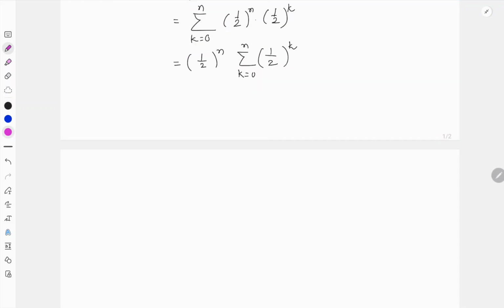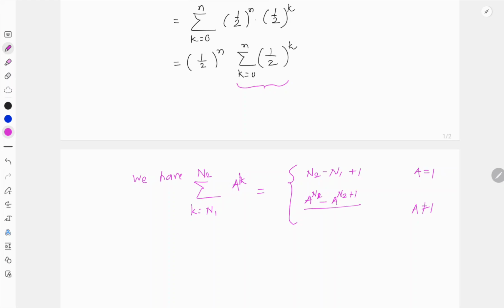Now for this standard summation, we have a standard identity of summation, which says that if we have summation from n1 to n2 of a raised to k, it is evaluated as: if a is equal to 1, it is n2 minus n1 plus 1, and if a is not equal to 1, we have a raised to n1 minus a raised to n2 plus 1, upon 1 minus a.